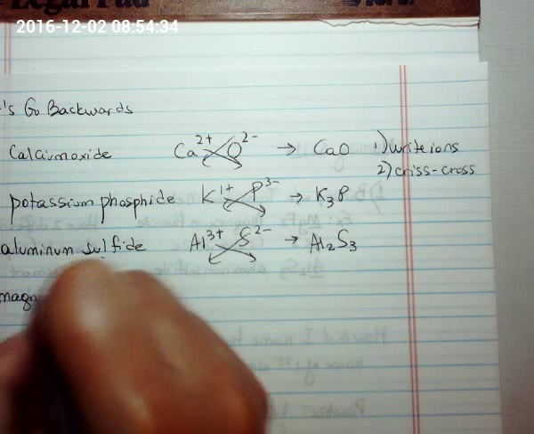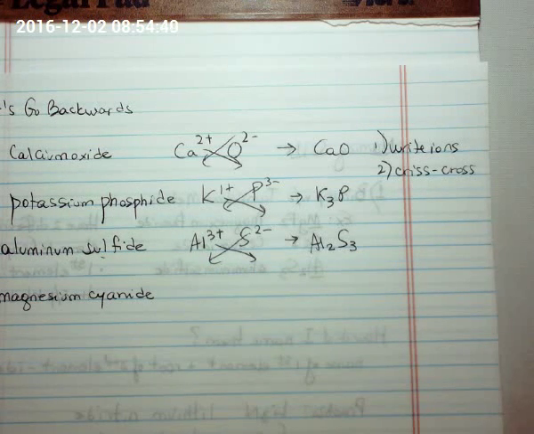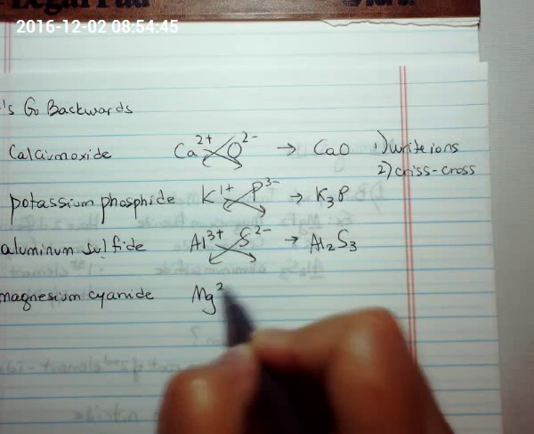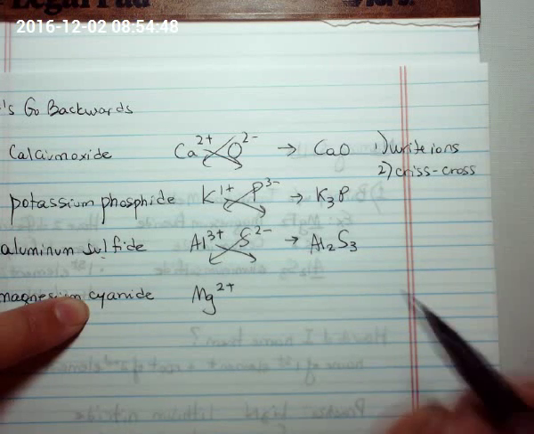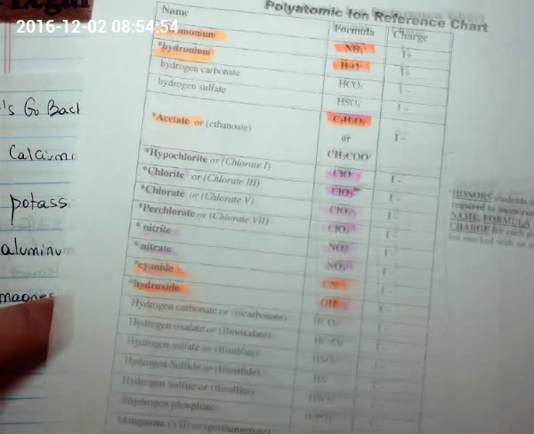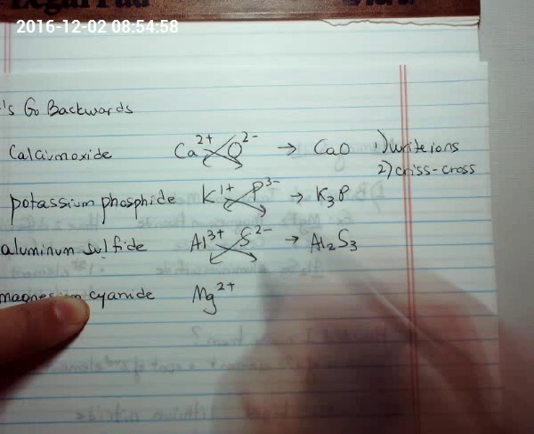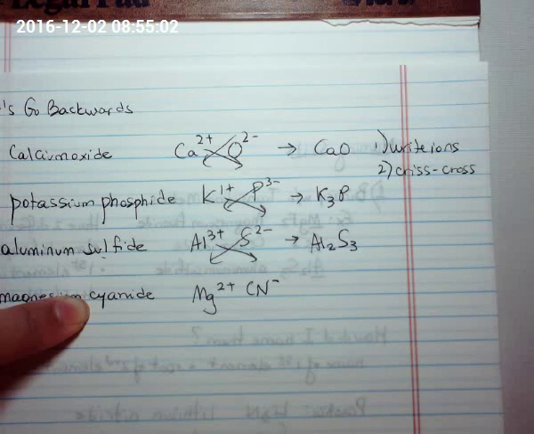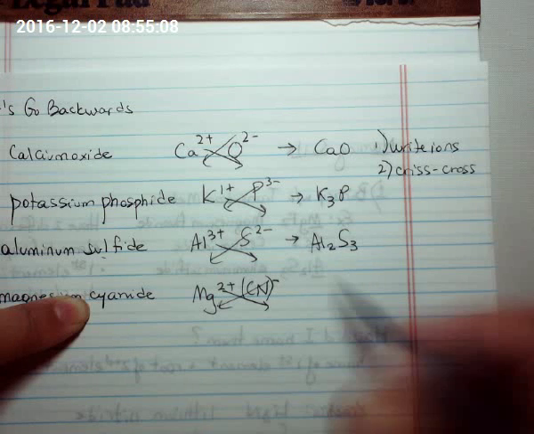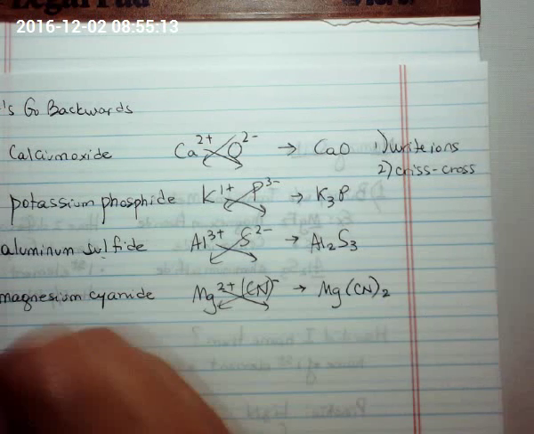Magnesium cyanide. All right, so what's magnesium? With what charge? 2 plus. And then what's cyanide? Well, beats me. Where can I find it? On my chart. All right, so cyanide, where is it? CN minus. All right, and so now we're going to crisscross with a polyatomic, so what do we have to do with it? Parentheses, and now crisscross and reduce, what would you end up with? Mg(CN)2. Let's do another one.